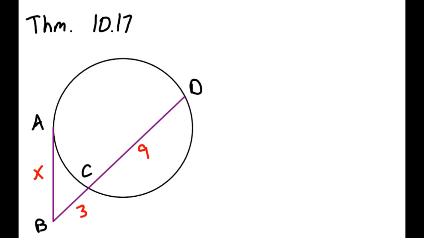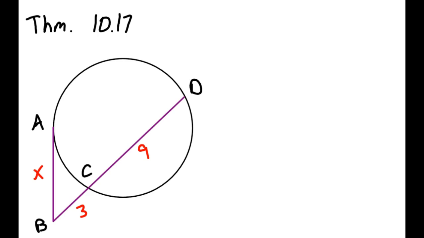The last example we're going to go through is going to involve a tangent segment intersecting a secant segment outside the circle. This is going to involve Theorem 10.17. We would use a similar approach if we had two secant segments intersecting outside the circle. That would just be Theorem 10.16.